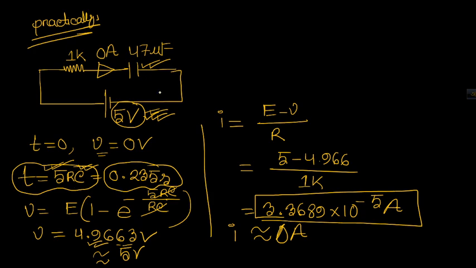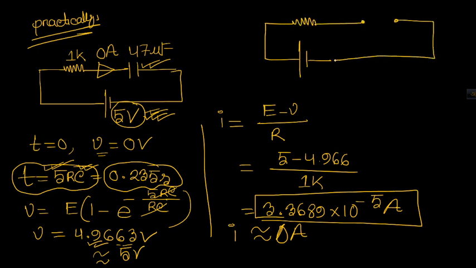Another thing is, in this case the capacitor is acting like an open circuit. Why is this an open circuit? Because when we use an open circuit instead of the capacitor, the current will be 0 ampere. So as with an open circuit the current is 0 ampere, we can say that after some time the capacitor will act like an open circuit.